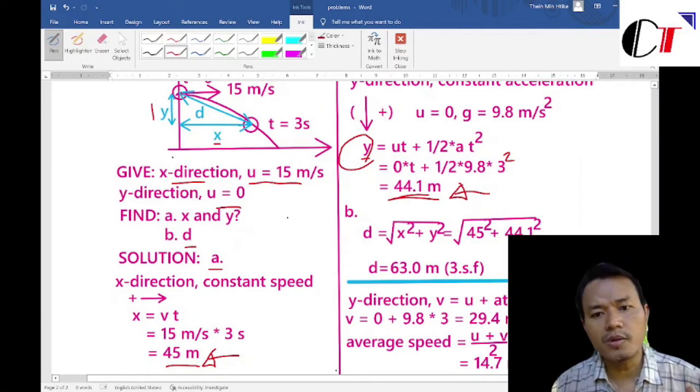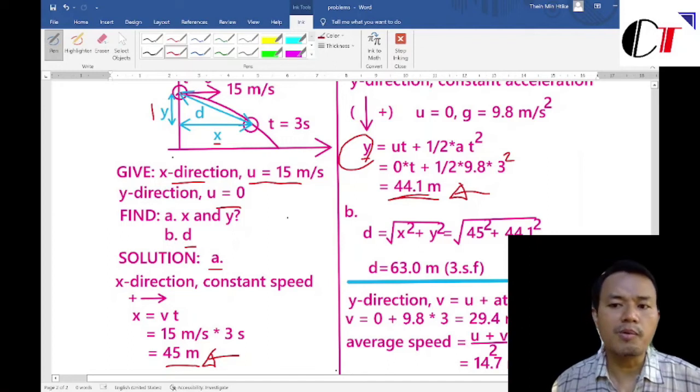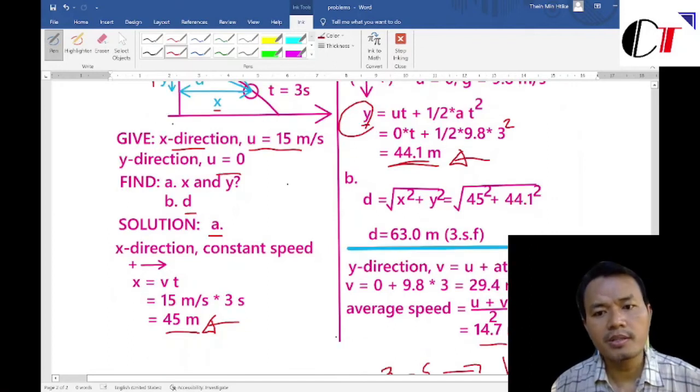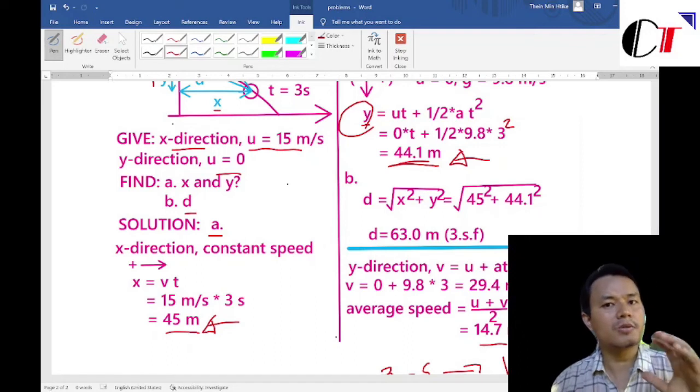So D is just the square root of x squared plus y squared. So the square root of x is 45 squared plus y is 44.1 squared. You will get D is equal to 63.0 meters if 3 significant figures are taken. So that is the solution of the problem.